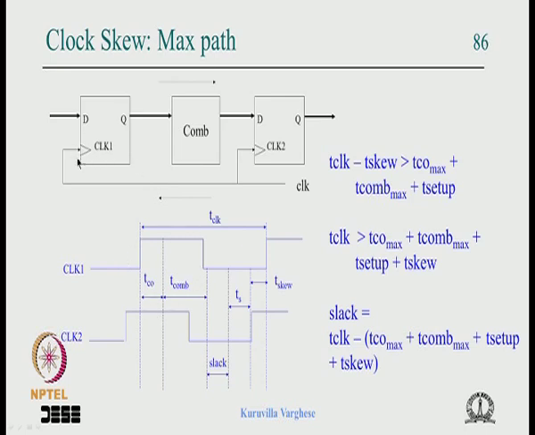In that case the source clock is leading, or the destination clock is lagging. So the available time for a register to register path is reduced by the amount of skew. So T clock minus T skew has to accommodate TCQ, Tcomb and T setup. In essence the clock period requirement goes up and the frequency comes down. So because of the skew, the frequency of operation is coming down.